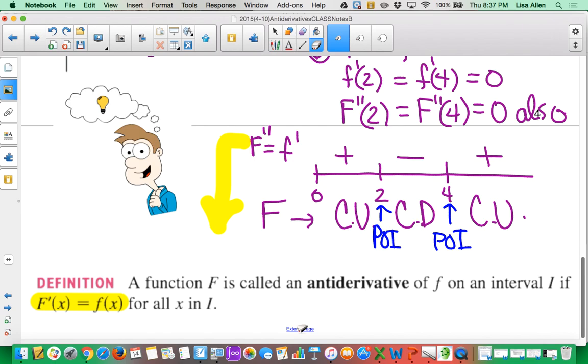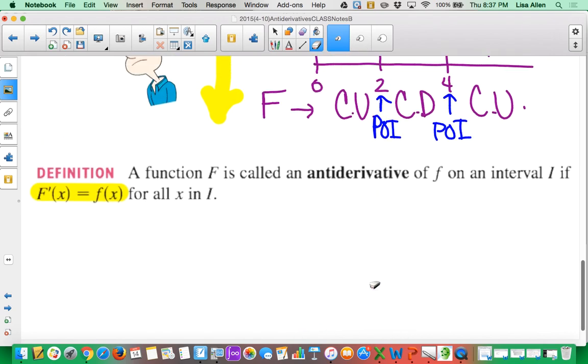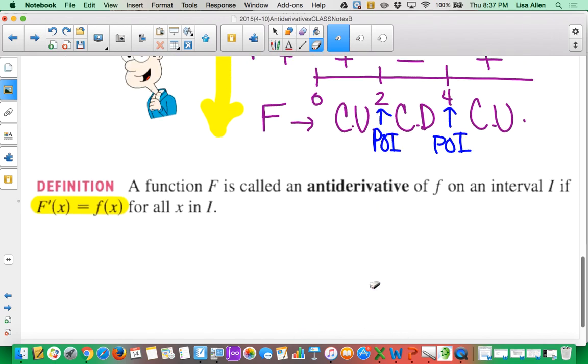And here's the definition that we had started off with, on the first part of your notes. On an interval I, a function capital F is called an antiderivative of lowercase f if F prime of x is equal to f of x for all x in I.